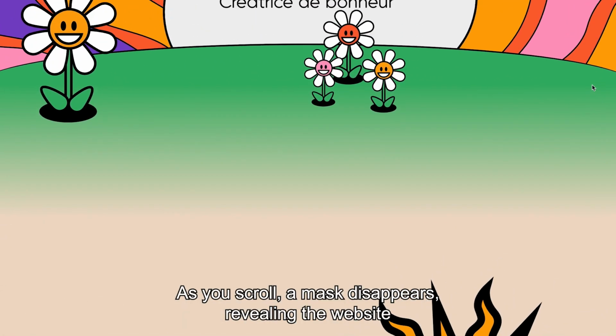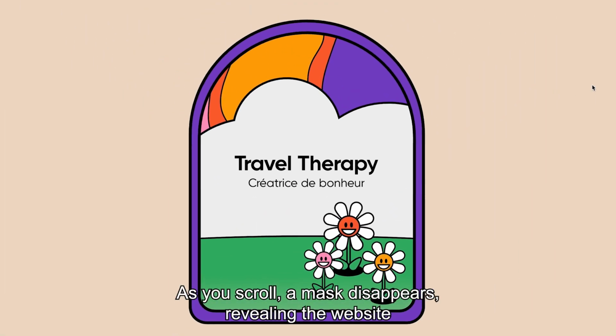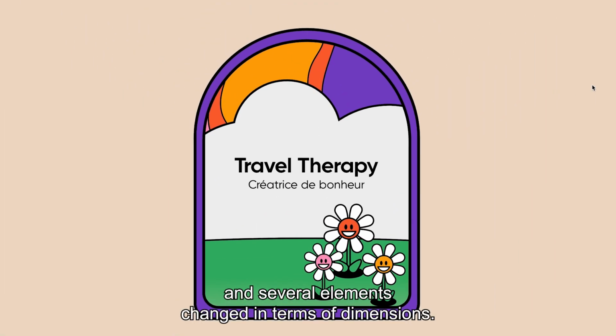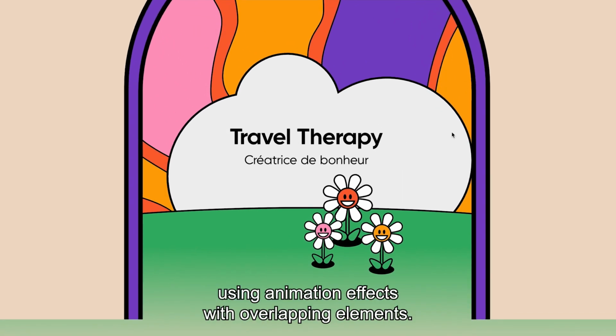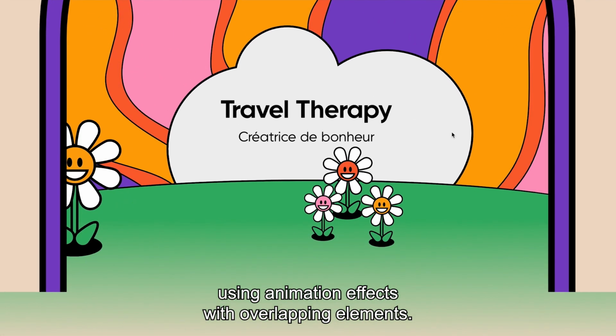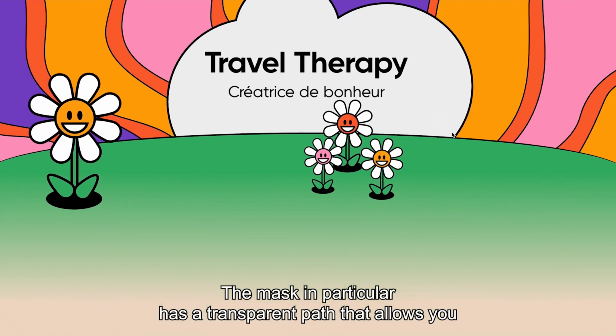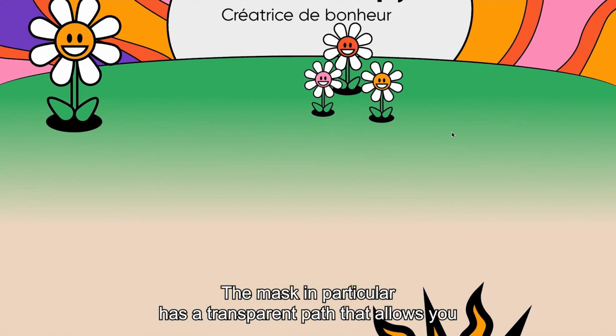As you scroll, a mask disappears, revealing the website, and several elements change in terms of dimensions. As you can see, I focused on using animation effects with overlapping elements. The mask, in particular, has a transparent part that allows you to see what's behind it.